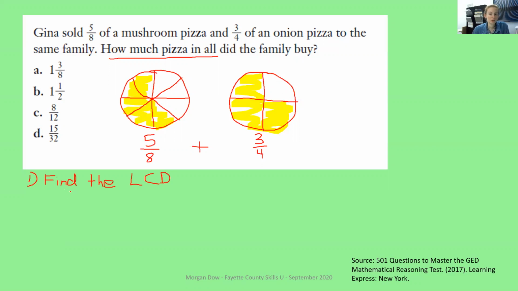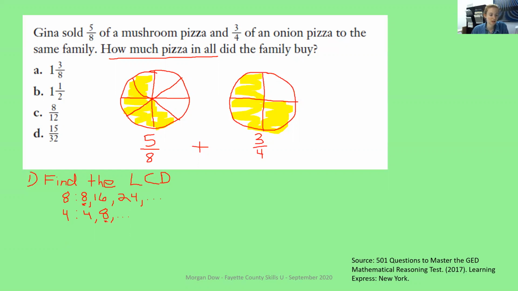Well, we want to think about multiples of 8 and multiples of 4. Multiples of 8 would be 8, 16, 24, and so on, right? I could keep going up. Multiples of 4 would be 4, 8, and so on. I could keep going up, but I don't need to because I just found the least common multiple of these two numbers. It is 8.